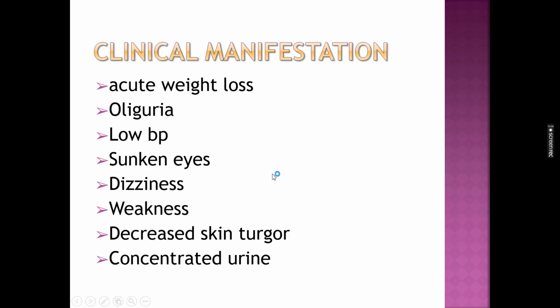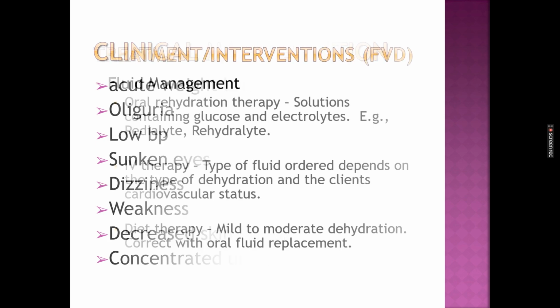So what are the clinical manifestations the patient will have? What are the signs and symptoms? The patient will have acute weight loss because fluid is going out of the body. Then oliguria, which means reduced output, or it may be equal to 0. Then low blood pressure. The patient will have sunken eyes, dizziness, weakness, decreased skin turgor, and concentrated urine.